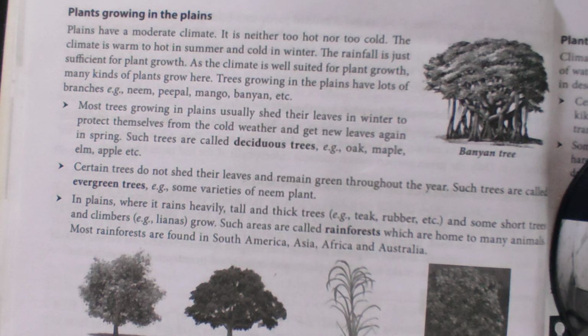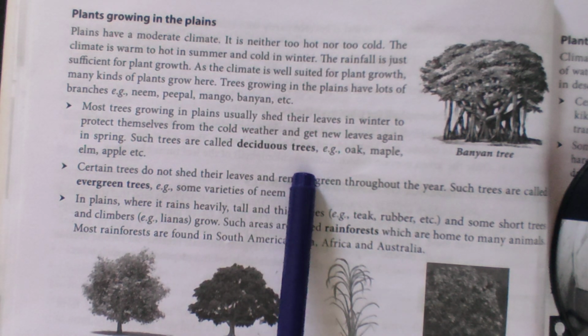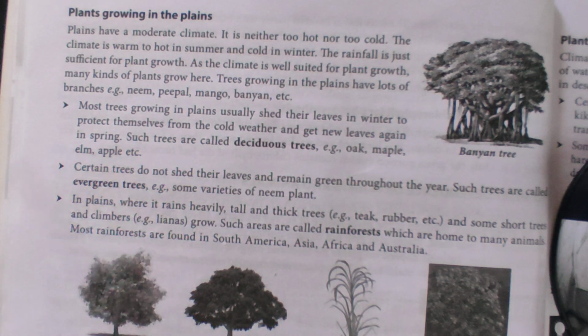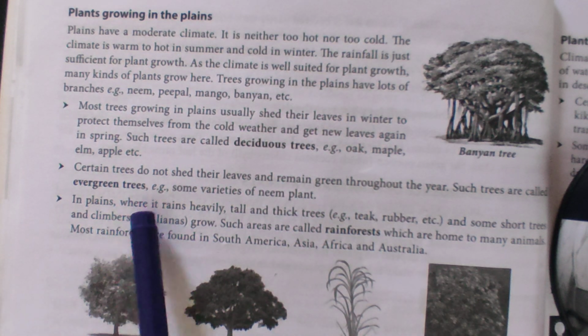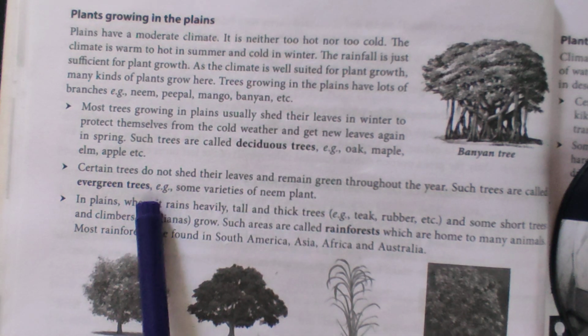So what are they doing? Many plants growing in plains usually shed their leaves in winter, just to protect themselves from the cold weather, and get new leaves again in the spring. Such trees are called deciduous trees. Those plants which gain leaves again in spring are called what? Deciduous trees. Oak, maple, elm, apple, etc. are examples. Certain trees do not shed their leaves and remain green throughout the year. Such trees are called evergreen trees.